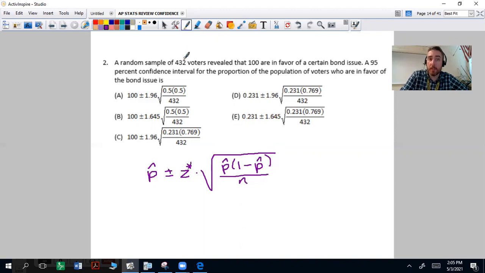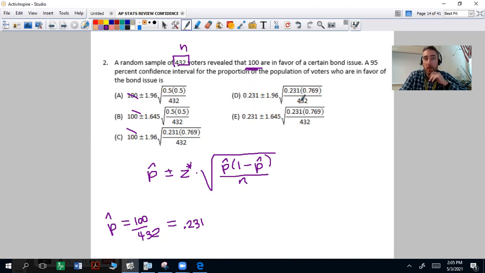Now we know our random sample of 432 voters, that's going to be n. So we want to have 432 on the denominator. But your p hat is not 100. It says 100 are in favor, but that's out of 432. So your p hat is 100 divided by 432, which won't be 100. I'm going to guess that it's going to be 0.231 since those are my answer choices. You can verify that.